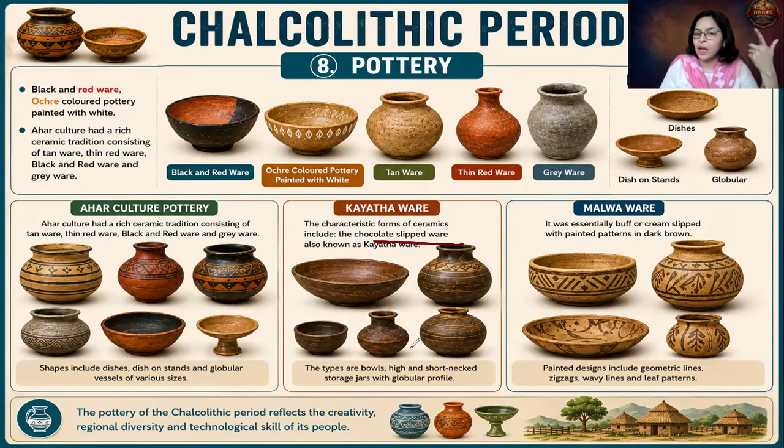Types are bowls, high-end short-necked storage jars, and dishes. So these are the Kayatha ware. Now, the next is the Malwa culture. Can you see over here the Malwa pattern is a little bit distinct.